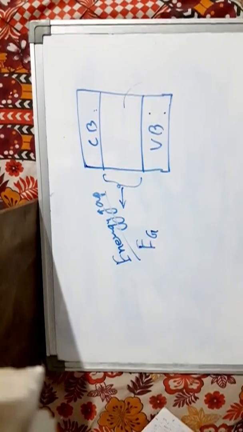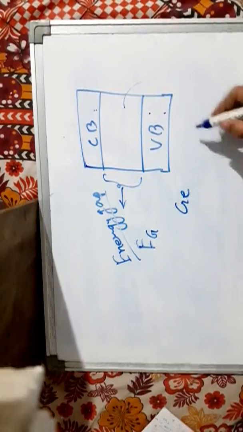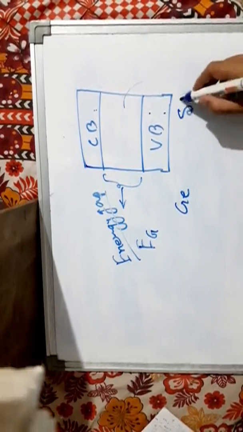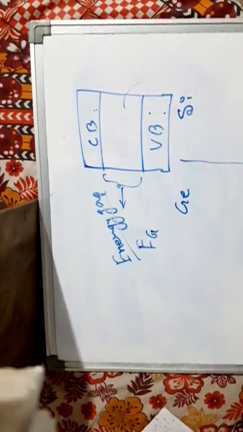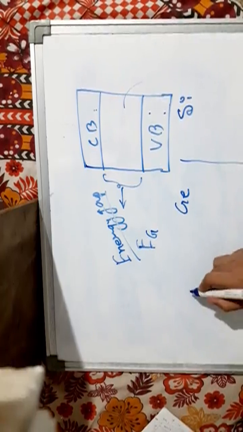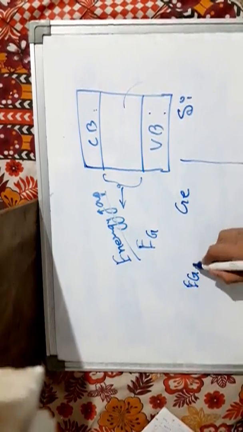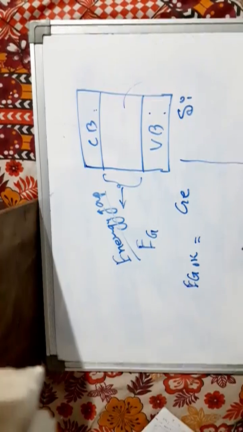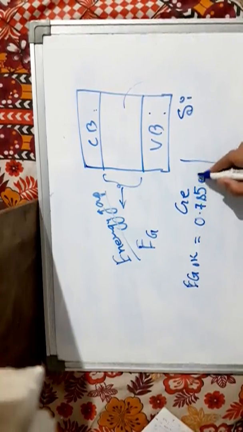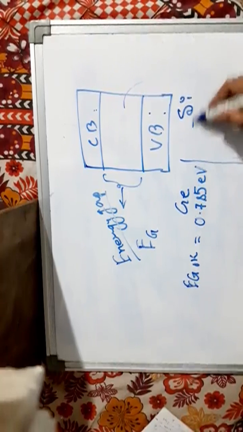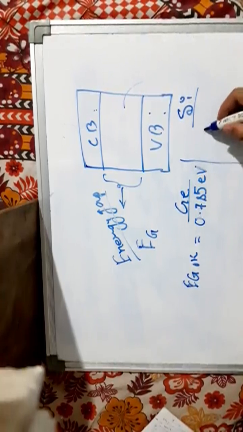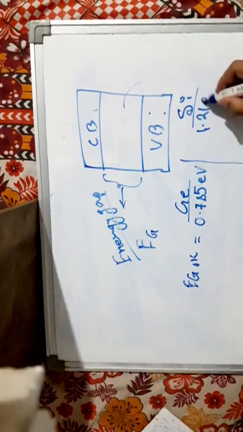There are two types of semiconductor we can make, germanium, that is Ge, and silicon. Now let's describe the value of the energy gap at 0 Kelvin. For germanium the value is 0.785 electron volt, and for silicon the value is 1.21 electron volt.